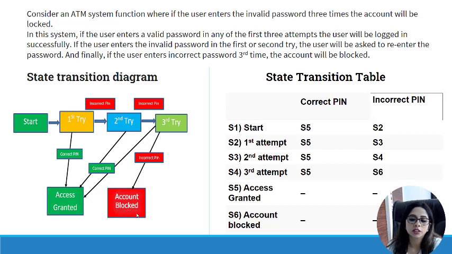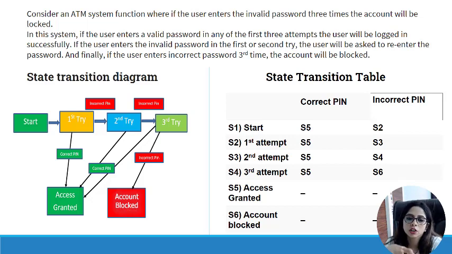So basically you reach the account blocked state by only one event, which is applying an incorrect pin at the third try. And you reach the access granted state by applying the correct pin from state 1, 2 and 3. From three states you can reach there.